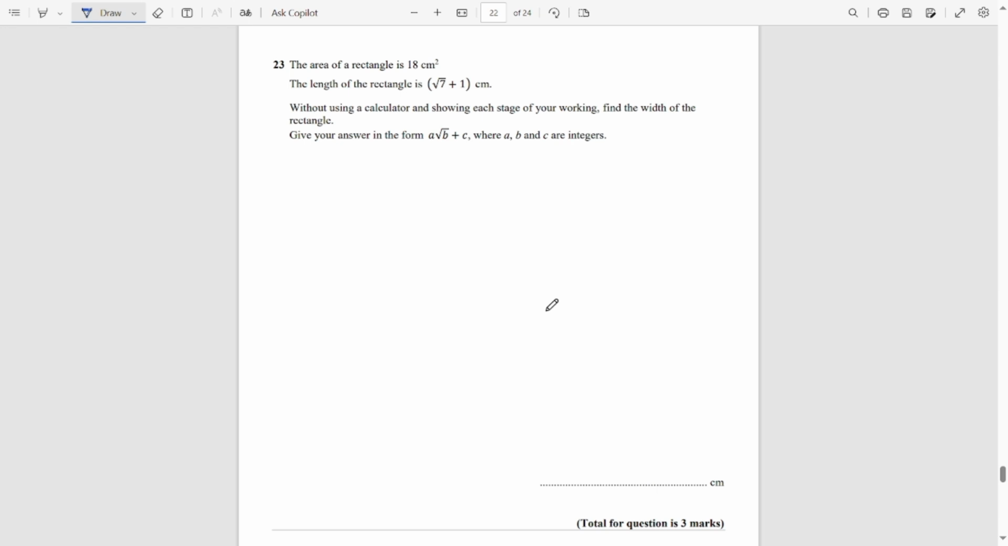Okay, so for the next question, we have an area of a rectangle. The length is root 7 plus 1. Without using a calculator, showing all your working, find the width of the rectangle. So the area is 18. The length is root 7 plus 1. And so I reckon to find this width, we need to divide 18 by root 7 plus 1.